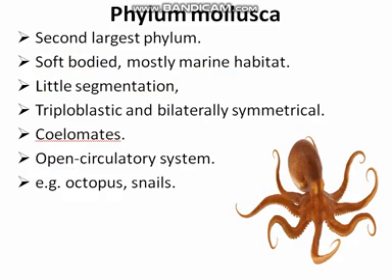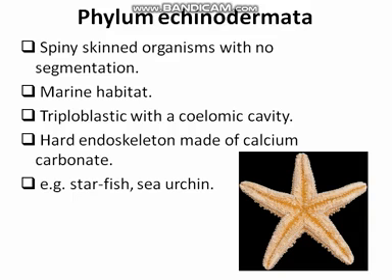Now let's talk about another phylum, phylum Echinodermata. The most important feature of Echinodermata is that they have spiny skin. That means their skin has little spines. As you can see here, this is a starfish. There are some small spines on their body. That's what we mean by spiny skin. All the organisms under this phylum have spines on their skin. Some have small spines, some have long. So this is the most important characteristic feature of this phylum.